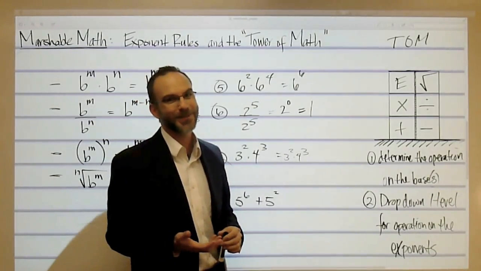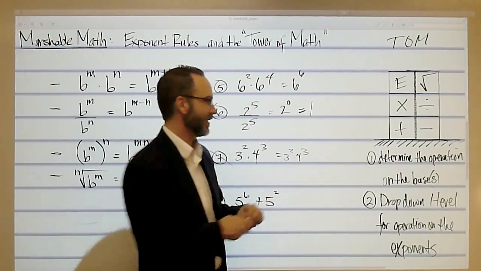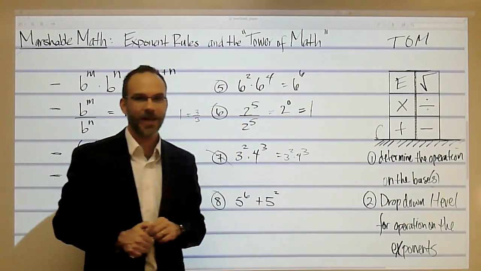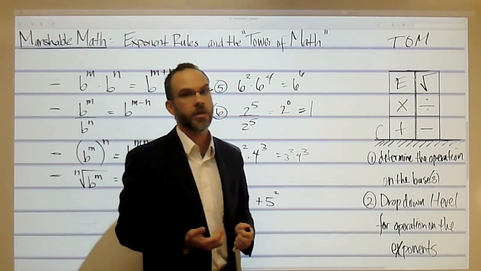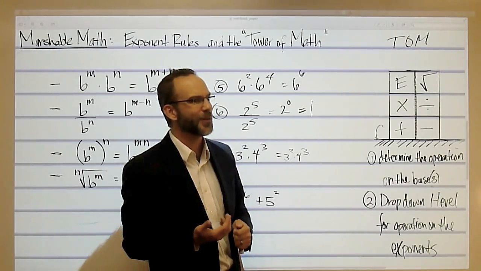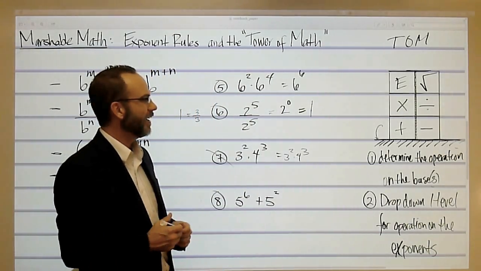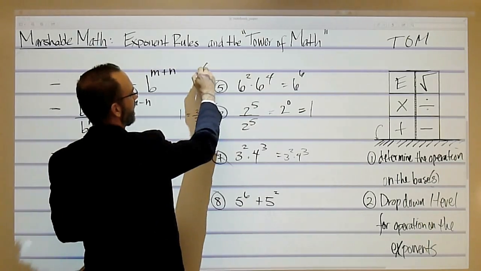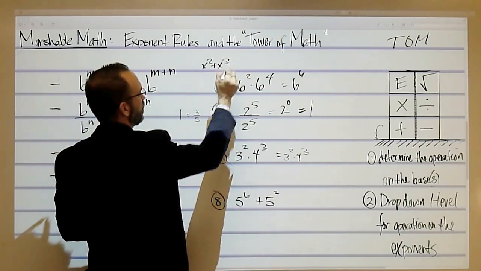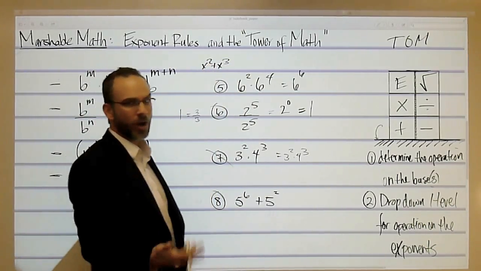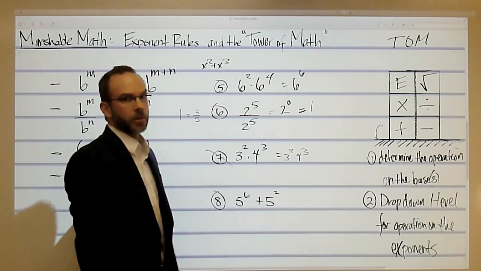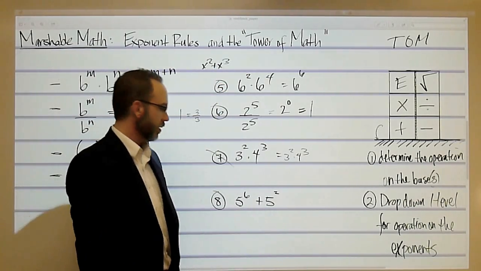There is no basement in the Tower of Math. You can't do it. Where do you go? Well, you're right there on the ground level. You can't go anywhere, right? And you knew that too, if you think about it. If you have a simple algebra problem where I said something like x squared plus x cubed, I really can't add those together, right? They're not like terms. Why is that? Well, I'm adding the bases. There's not an exponent shortcut to do there, right?